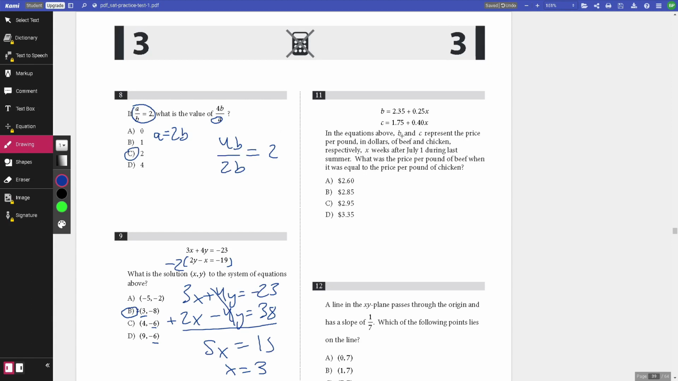In the equation above, B and C represent the price per pound in dollars of beef and chicken x weeks after July 1st during the last summer. What was the price per pound of beef when it was equal to the price per pound of chicken? So first we should solve how many weeks it takes for the prices to be equal. You can simply do that by setting the equations equal to each other, like so.